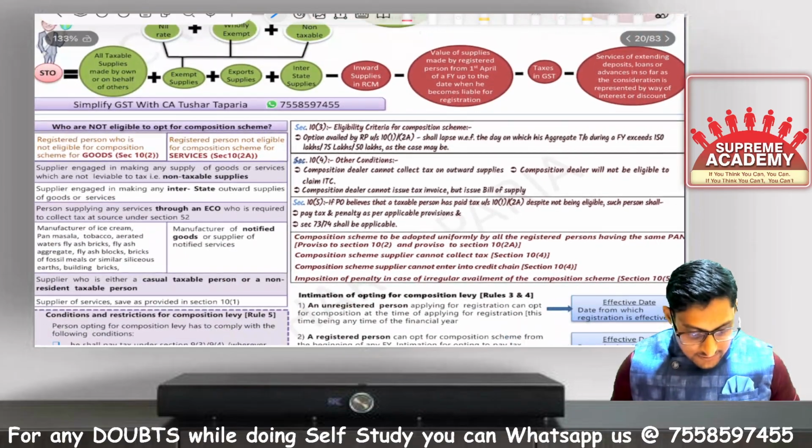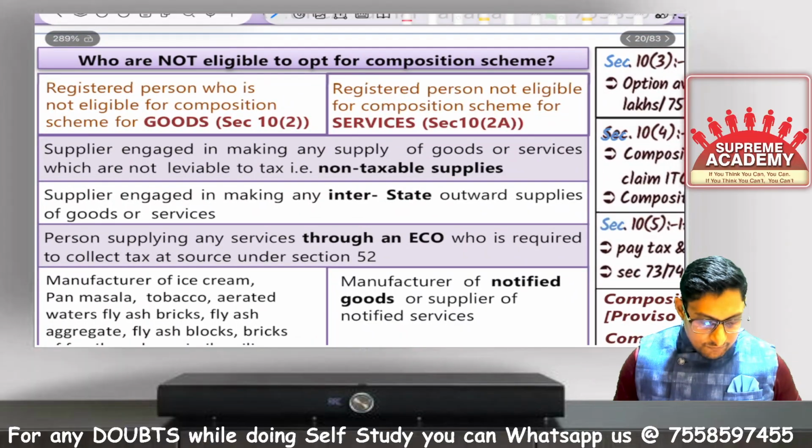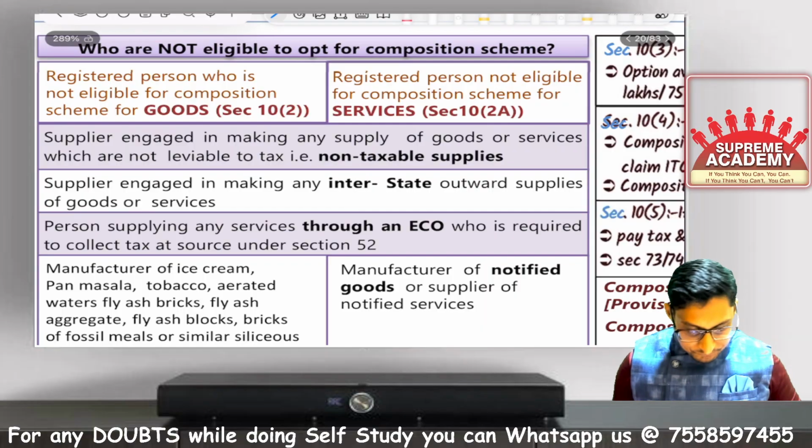So this is all about the eligibility and the sections. Now, what things should you take care of before opting for the composition scheme?